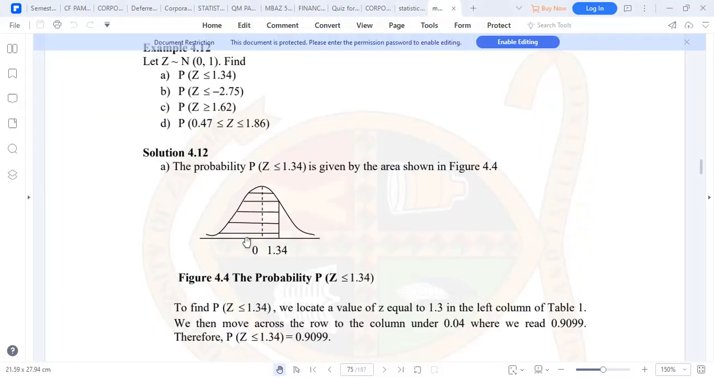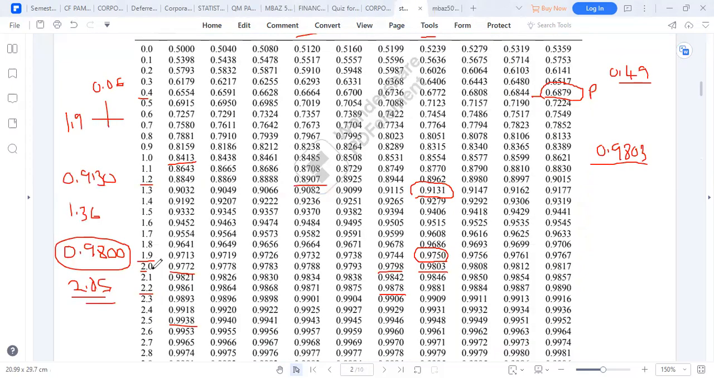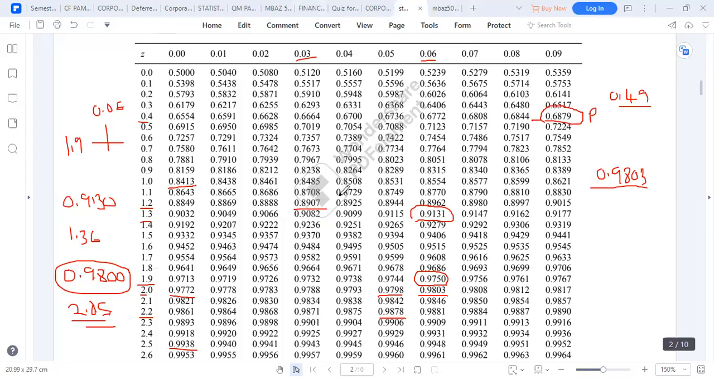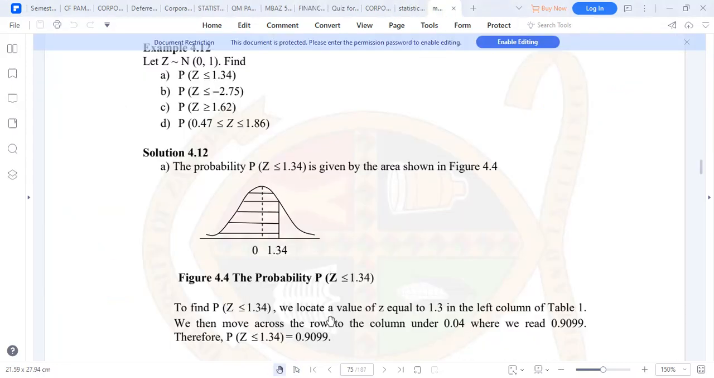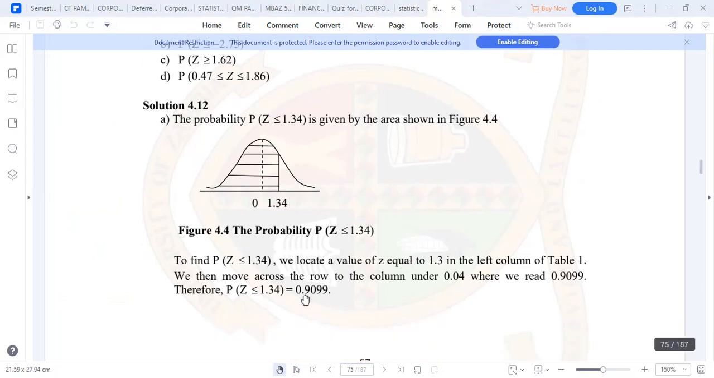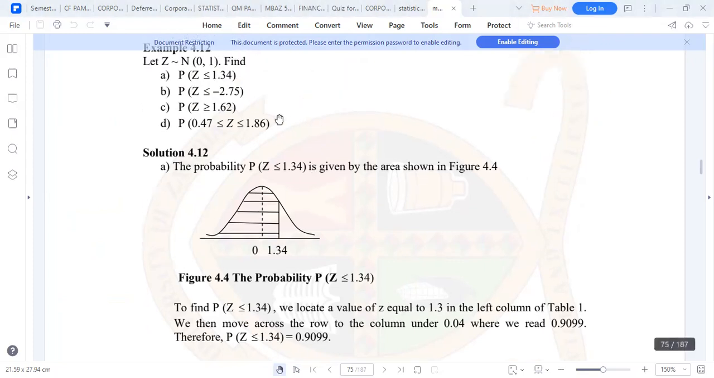So the reading for 1.34. So 1.3 under 4. Here, 9099. So you see that it's coinciding with what we have here. Are we following? Cecilia? Are you there? Goya, are we following? Yes, Mr. Collins, I'm here.